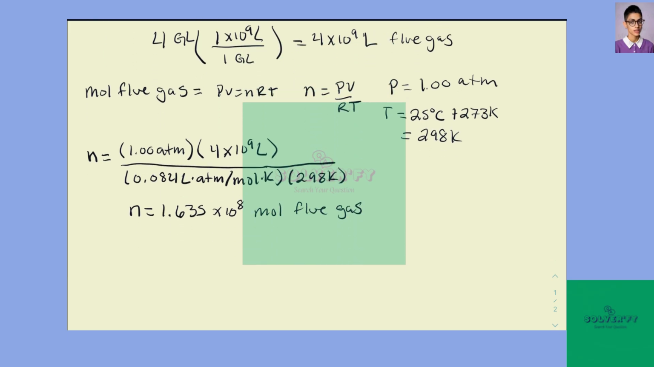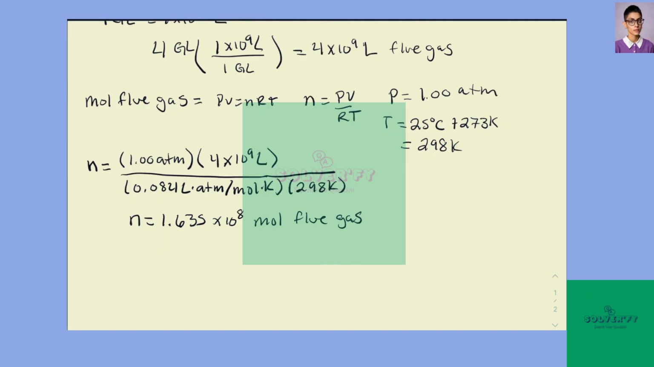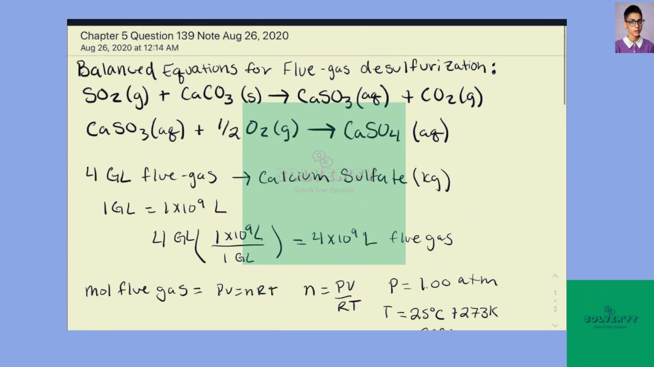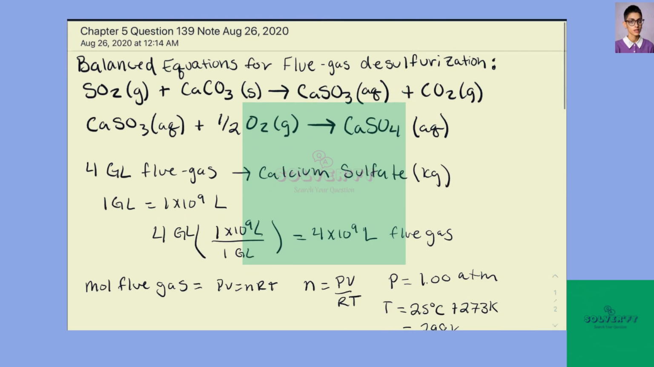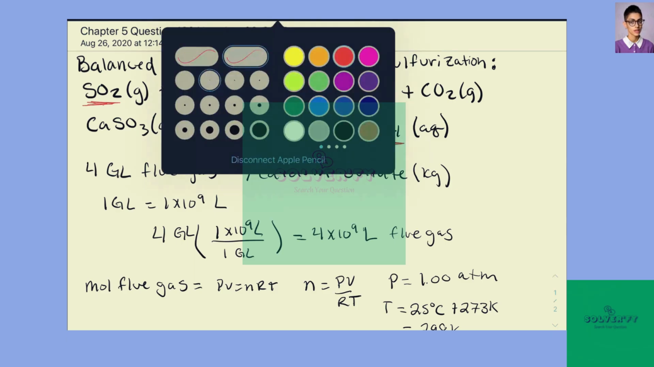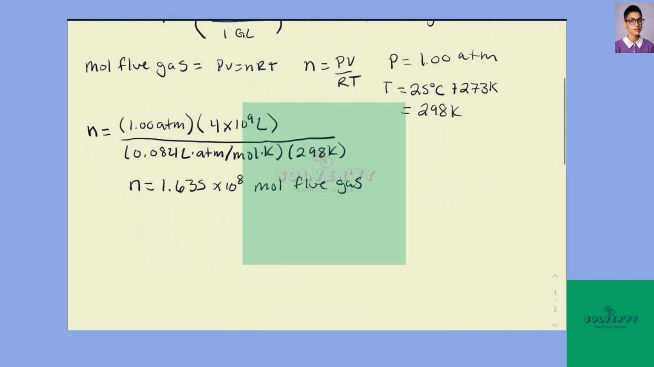So now that we have our moles of flue gas, we need to find a connection between the moles of flue gas and the mass of our calcium sulfate. So if we go up here, we see that 1 mole of our sulfur dioxide is equal to 1 mole of our calcium sulfate. So we're going to use that connection to help us find the mass of our calcium sulfate.